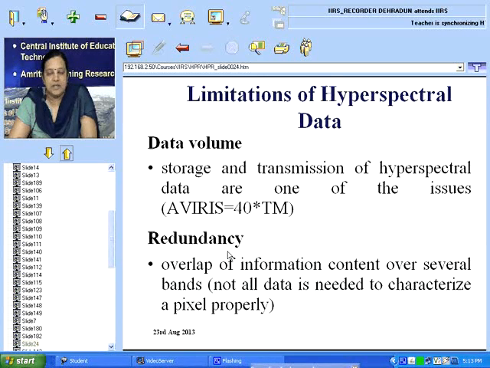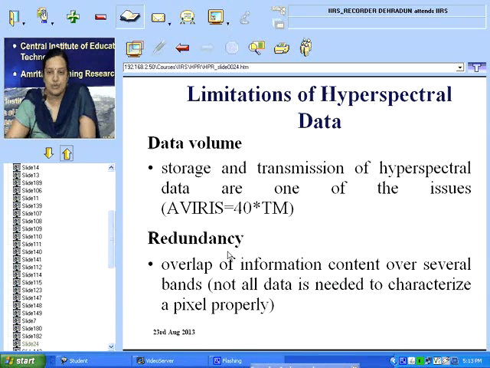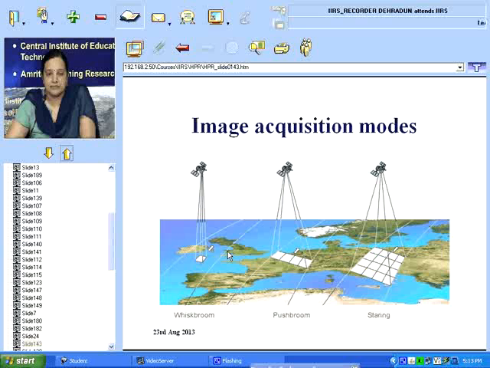Another limitation of hyperspectral is data volume and redundancy. Because of the large data volume and the large number of correlated bands, not all the data is needed to characterize the pixel properties. Some overlap of information is there, and correlation is also available. So there is redundancy of information with hyperspectral. But besides these, once we correct for it using the processing methods, this data is very significant and very useful, with a large amount of advantage in its processing. In many applications, specifically in geology and vegetation, it plays a very crucial role.